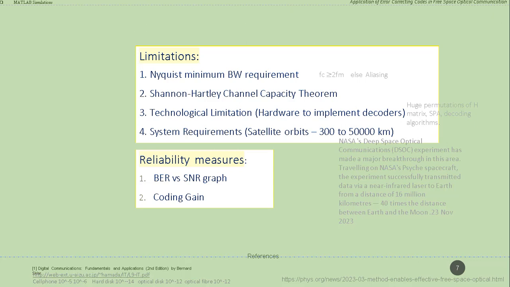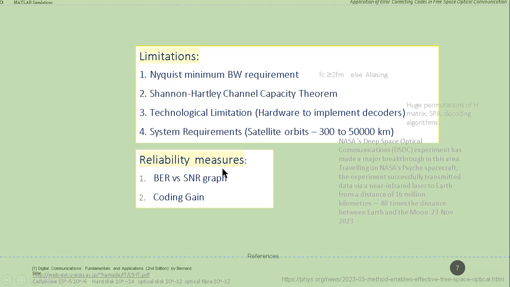LDPC codes were invented long back by Gallager during his thesis at MIT, but due to lack of sufficient electronics, they were not practical to implement and make use of. And then there are your own personal requirements to be fulfilled. If you are going for a 1 kilometer range or more than 1 kilometer range, then that will limit your system implementation.